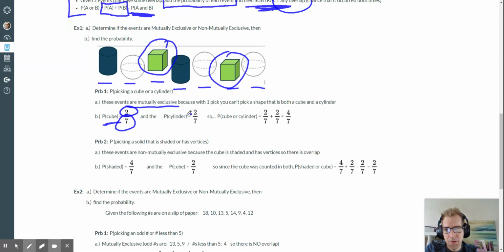Probability of randomly picking a cylinder here. If you notice here, there's also 2 cylinders. There's 2 of those out of, of course, the 7 total.